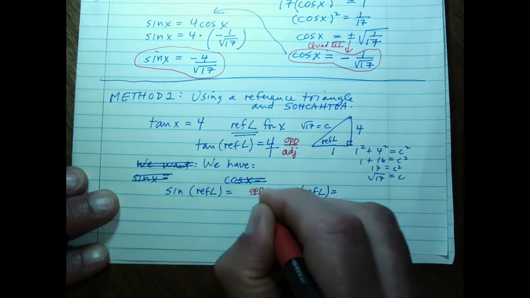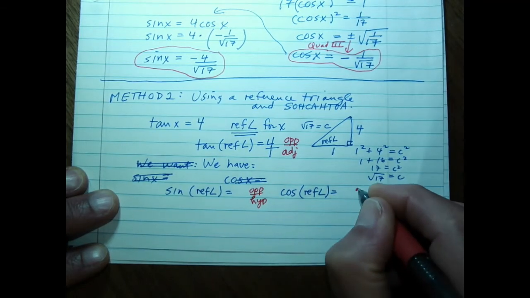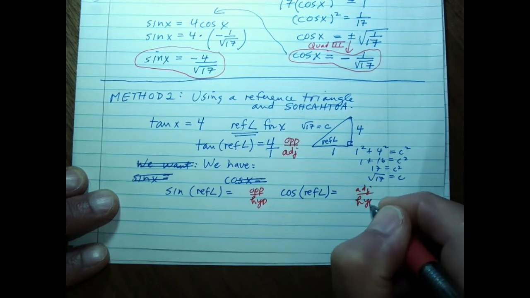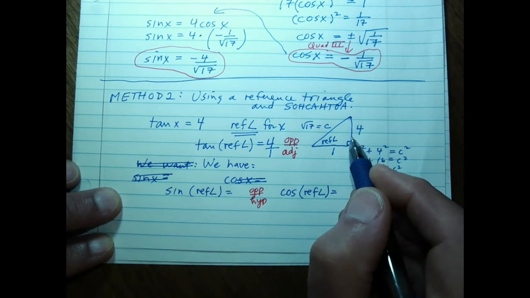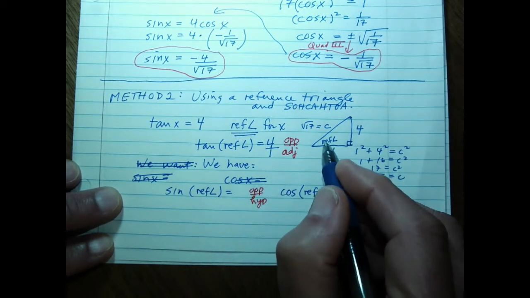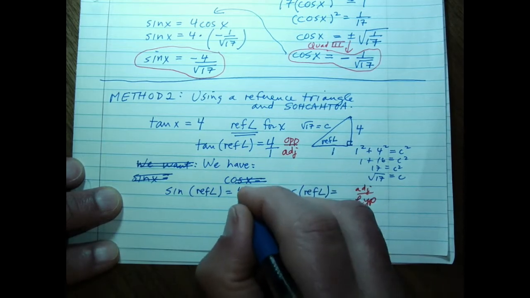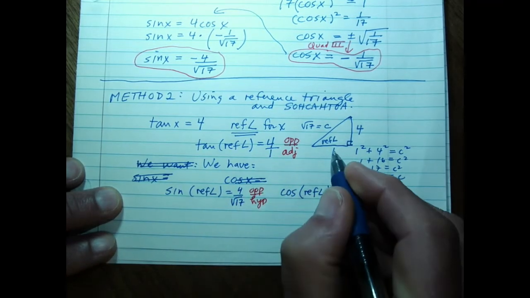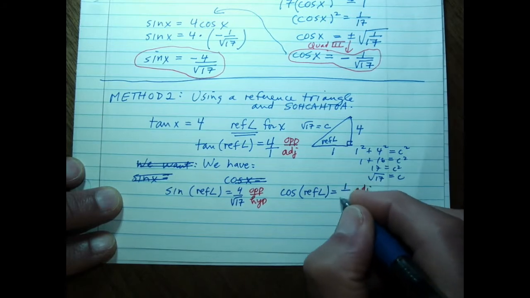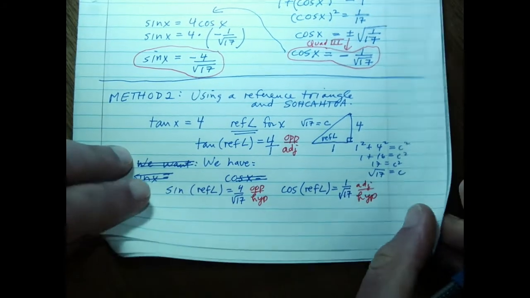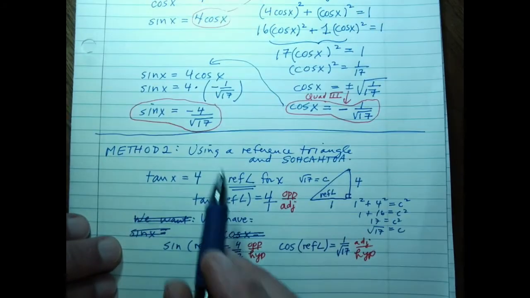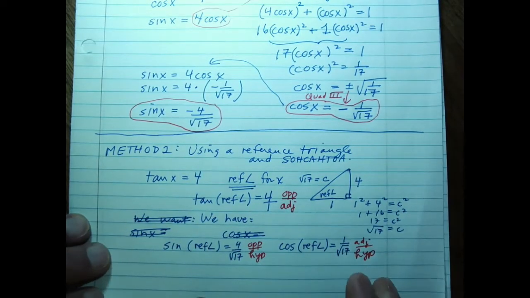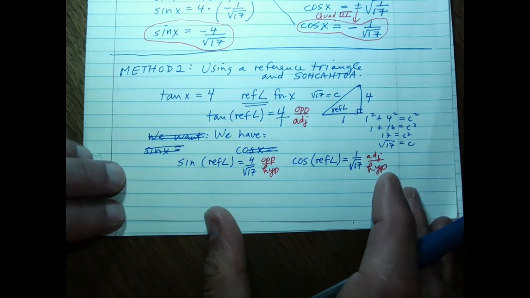Opposite over hypotenuse for sine, adjacent over the hypotenuse for cosine. And I go back to my right triangle for the reference angle. So reference angle opposite is 4 over square root of 17. Adjacent over the hypotenuse is 1 over the square root of 17. It's sort of cool to have a visual of where these values are coming from. There's definitely some nice things about this method. And again, notice how similar we are to what we found out up above algebraically.